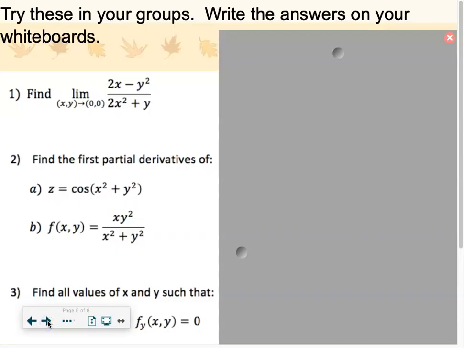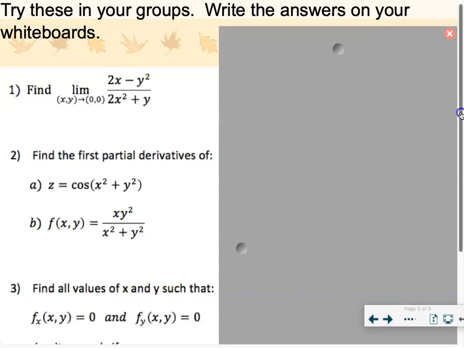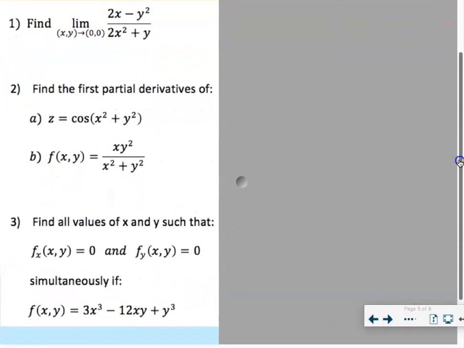Okay. So I want these on your whiteboards. Tomorrow we actually have a really fun whiteboard activity, but today we're just going to do this. So there are 3 problems. I want a little practice with limits as x comma y goes to 0, 0. I want the first partials for those 2 functions in number 2. And just for fun, I want you to find all the values of x and y so that both partials equal 0 at the same time if f of xy equals this. Ready, set, go. Work out there.